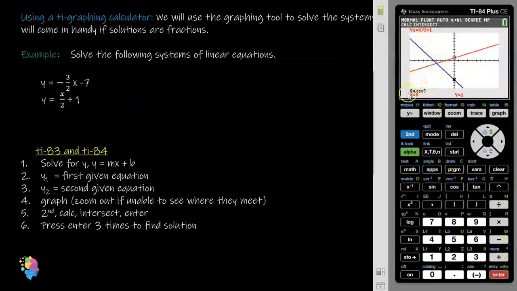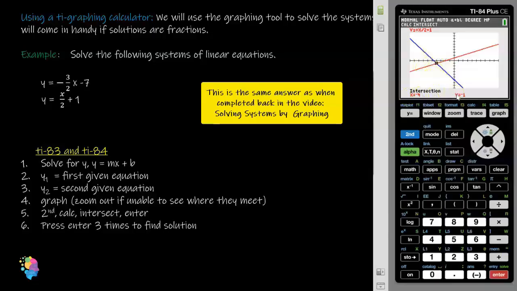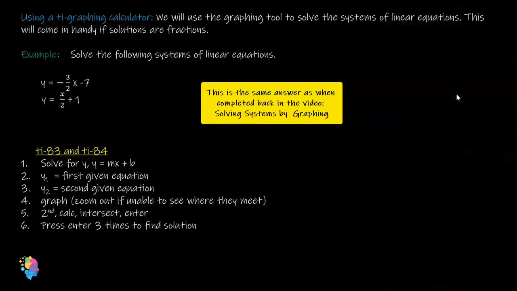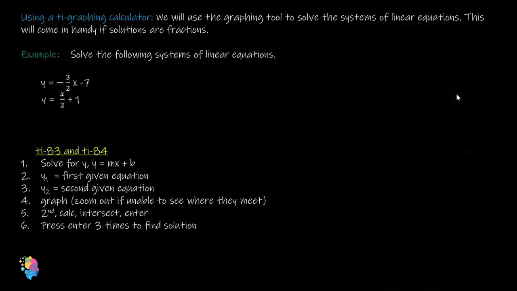And then they want us to guess. And of course, we wanted to guess. We want the solution. So we press enter a 3rd time. And it gives us the point of intersection. This is the same answer as when we did this by hand. So the solution is still (-4, -1).